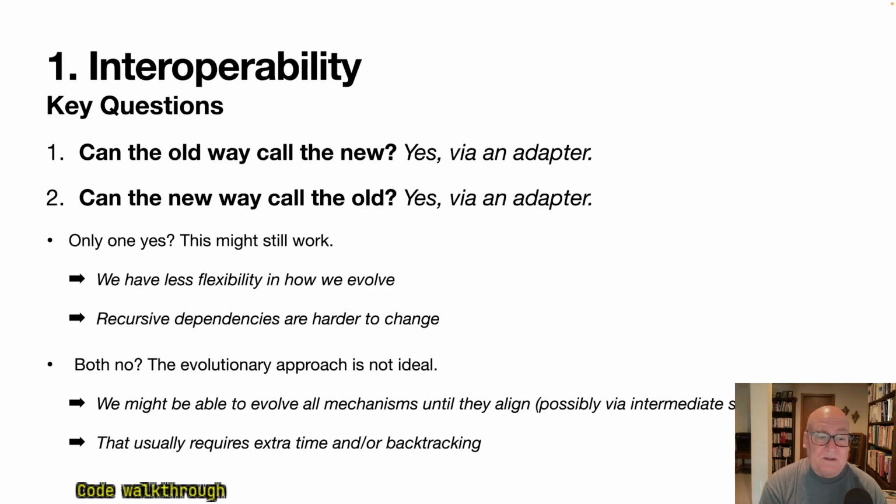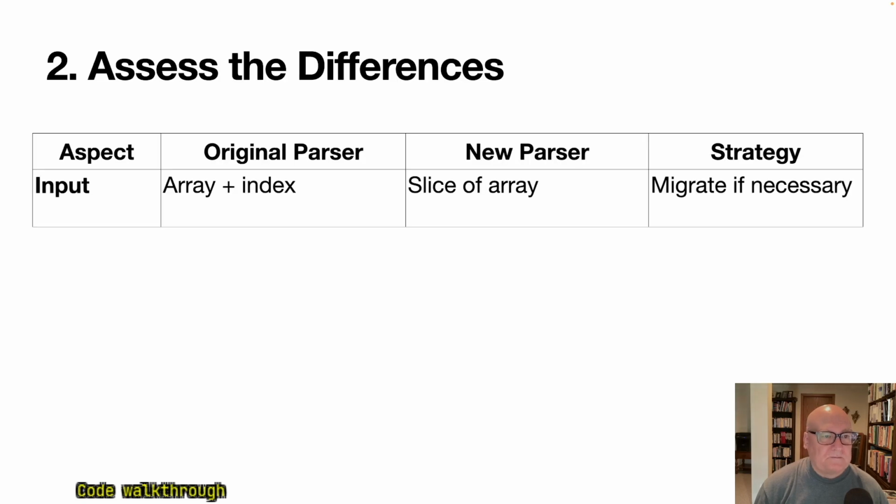You might be able to do something to evolve forward, basically evolve one implementation into the other, and then plug in the new one. But it's extra time, or you end up backtracking and that kind of thing. So we don't want to be in that position. We'll take a different approach. But again, for us, we think the answer is yes in both cases. It should be pretty straightforward to interoperate.